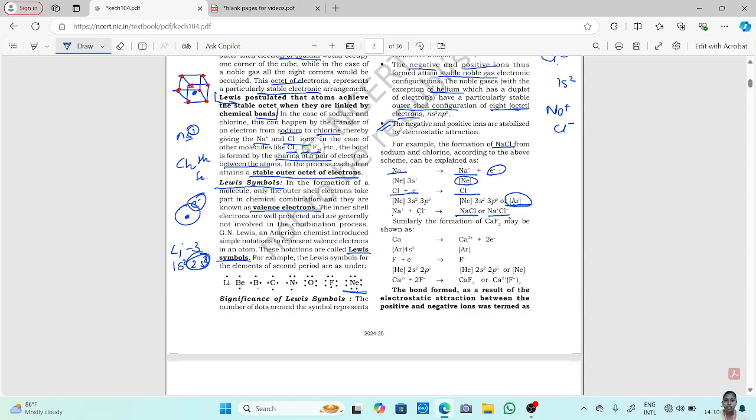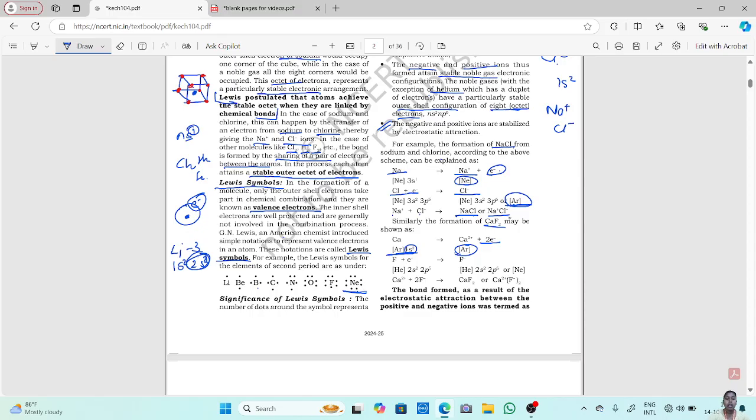Similarly, the formation of CaF2, that is calcium difluoride. Calcium loses 2 electrons. This is the actual electronic configuration of calcium. By losing these 2 electrons, it attains the electronic configuration of argon.